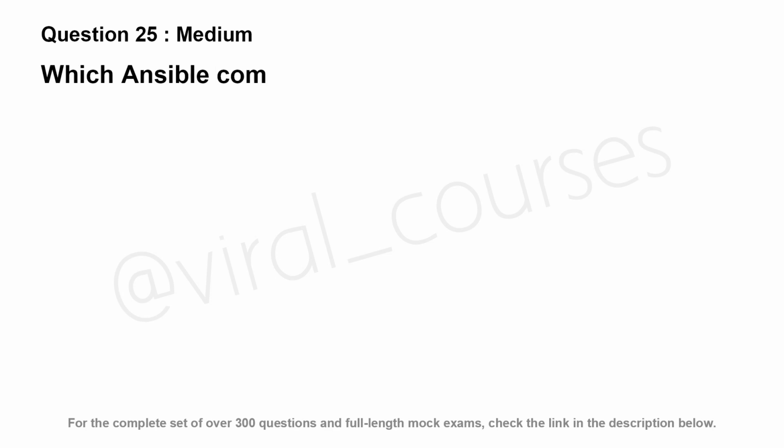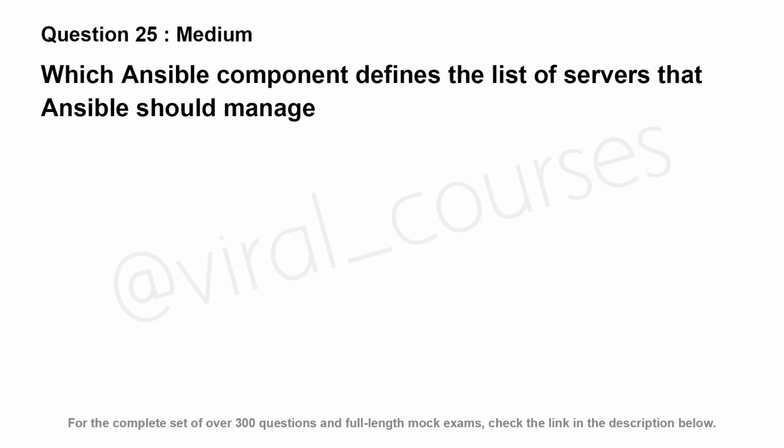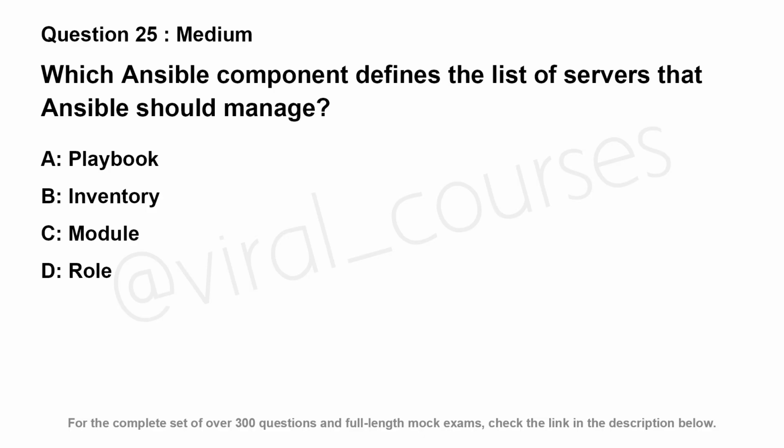Which Ansible component defines the list of servers that Ansible should manage? Option A, playbook. Option B, inventory. Option C, module. Option D, role.